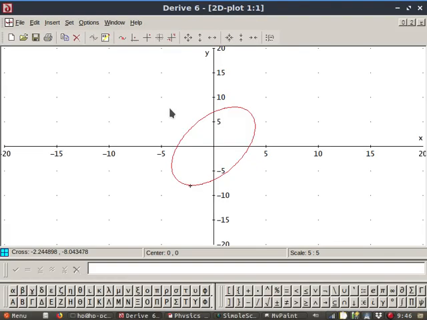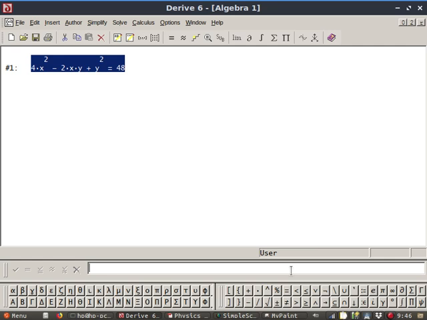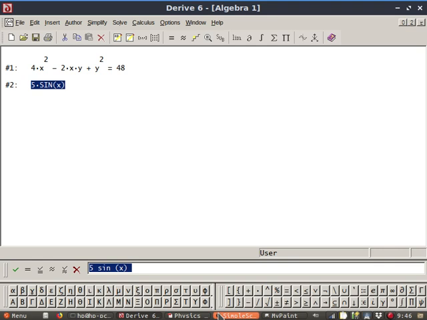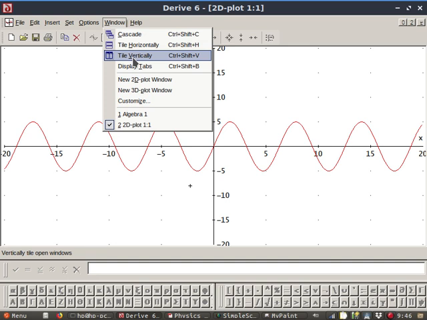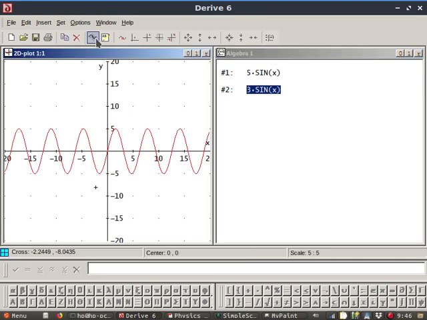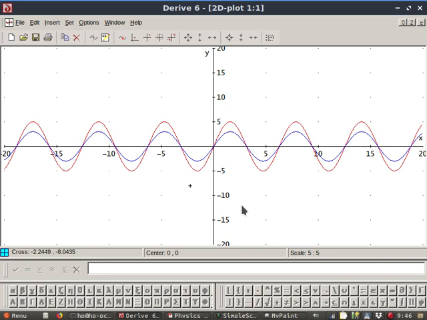Actually, I have the program here. I can draw it. I want to show you something. The first one is 5 sine x. No, hang on. And then the other one here is 3 sine x. These are the two waves. Now here you have your two waves. The amplitude is this height here. The first wave is 5 and the second wave is 3.